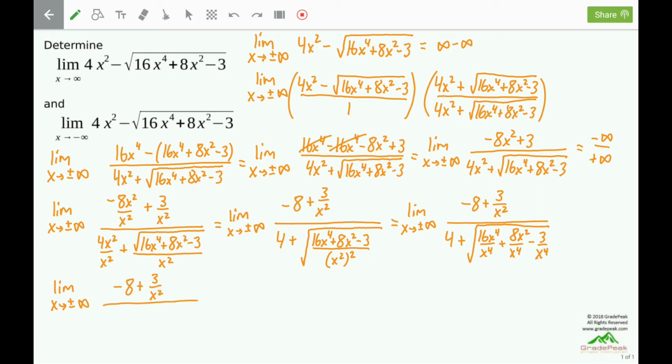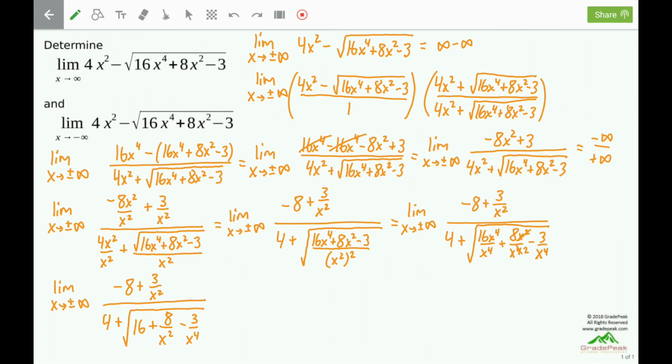Leaving the numerator alone, leaving the first term in the denominator alone. Each term under the square root can have x's cancel where possible. The first term, x to the fourth, will cancel in the numerator and denominator, leaving a 16. In the second term, 2 of the x's from the denominator will cancel with the 2 x's in the numerator, leaving behind a positive 8 over x squared. The third term, there are no x's that will cancel. It will remain as a negative 3 over x to the fourth.